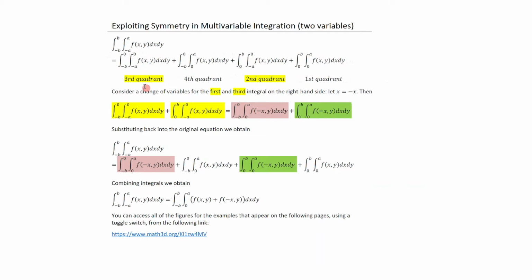So this one would represent integration over the third quadrant. This is the fourth quadrant. This is the second quadrant. This is the first quadrant. So now what I'm going to do is consider a change of variables for the first and third integral, this one and this one on the right-hand side.